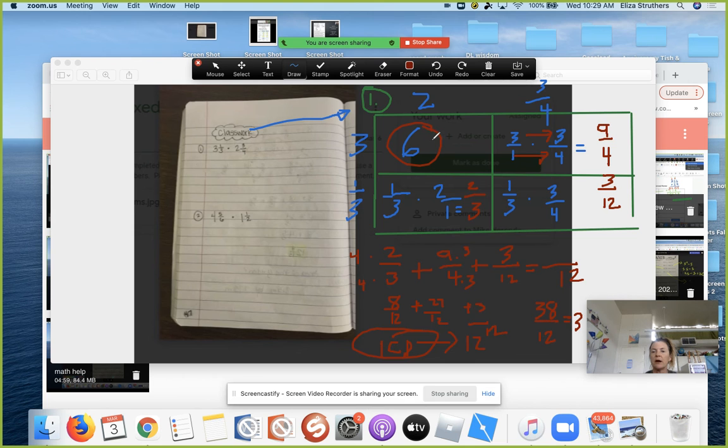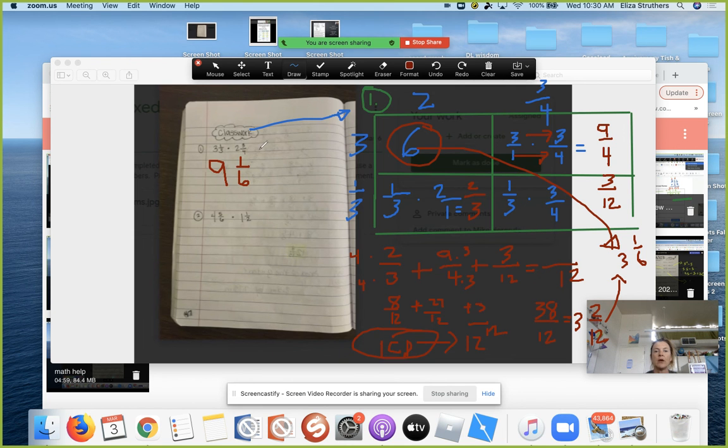Remember, we're keeping that 6. We're going to add that. And then the 38, take away 36, becomes 2 over 12, right? And that simplifies to 3 and 1/6. But that's not our answer because we still have this 6 over here. We have to add that 6 to that 3. 6 plus 3 is 9. Answer is 9 and 1/6 for this one, okay?